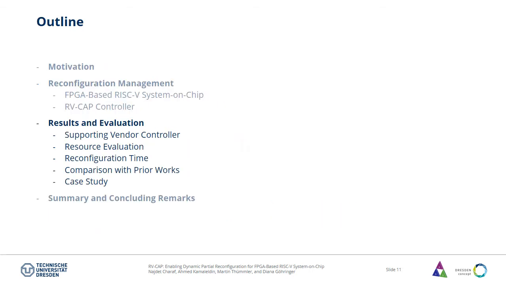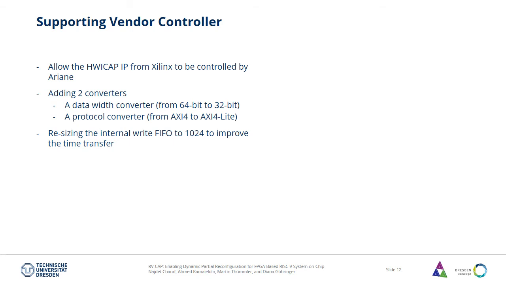So let's go to the results. What I said about supporting vendors: we allow the IP from Xilinx to be controlled by the Ariane. To achieve this, we add two converters. The first is the data width converter from 64 to 32, and the protocol converter from AXI4 to AXI4-Lite. This is to meet the specification of the IP. And then we also resize the internal write FIFO to 1024 to improve the transfer time.